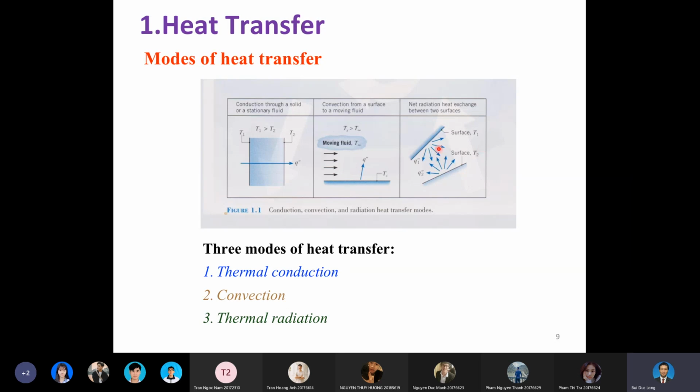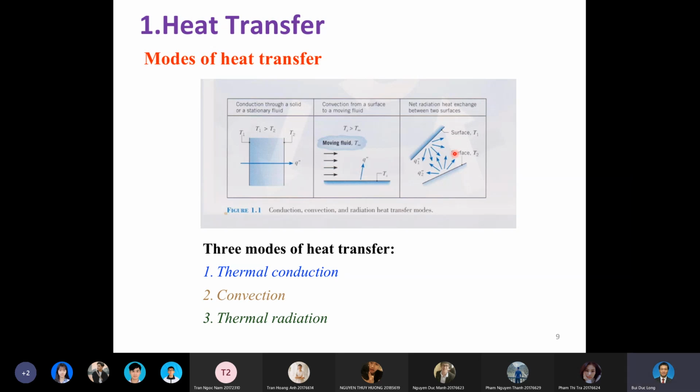Okay, the third one we have is thermal radiation. This is different from the first two modes. We will study it in more detail, but you also experience this every day, or you already know about this. Can another person give me an example of where thermal radiation happens, or where you can see this heat transfer most?